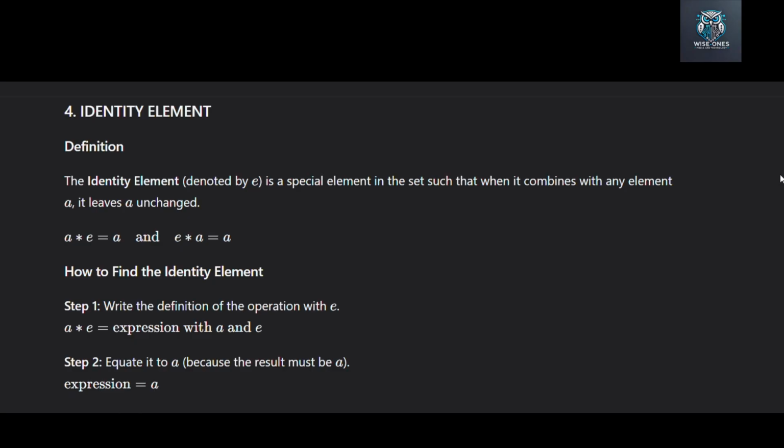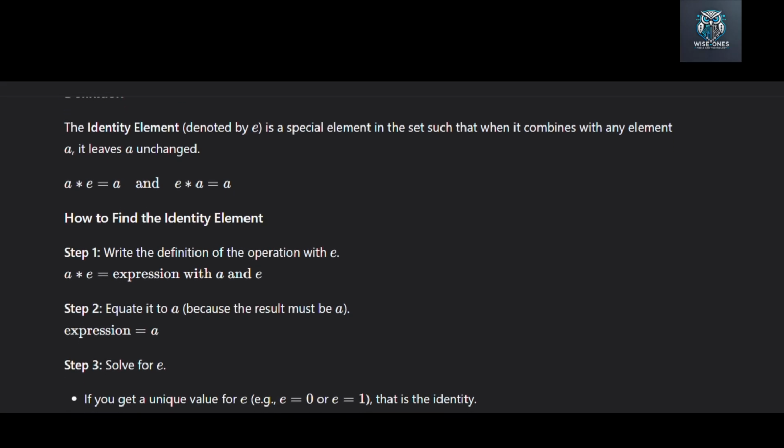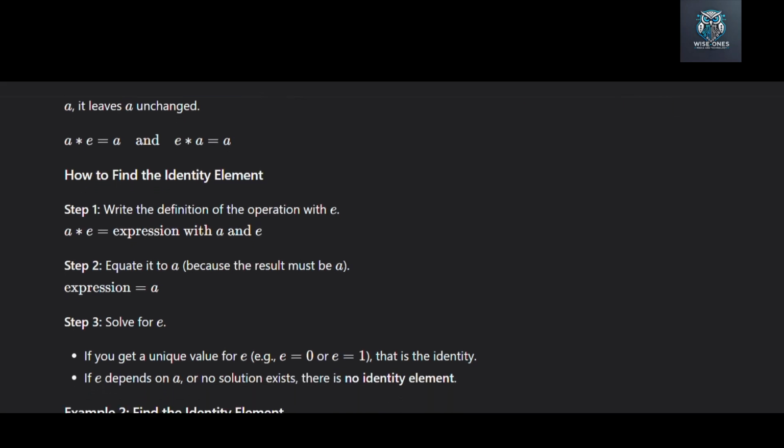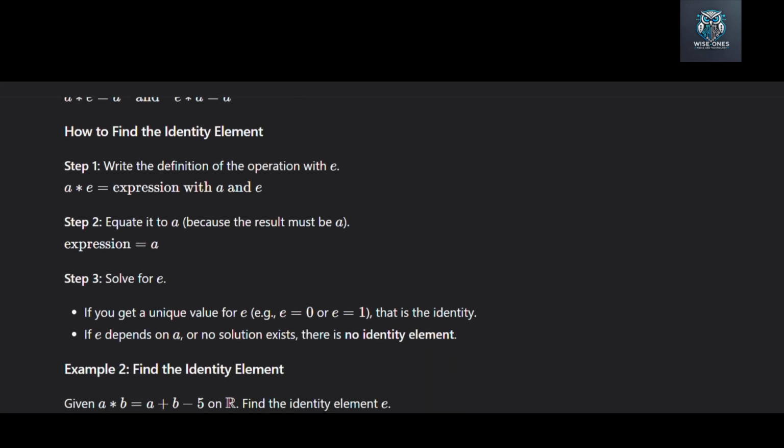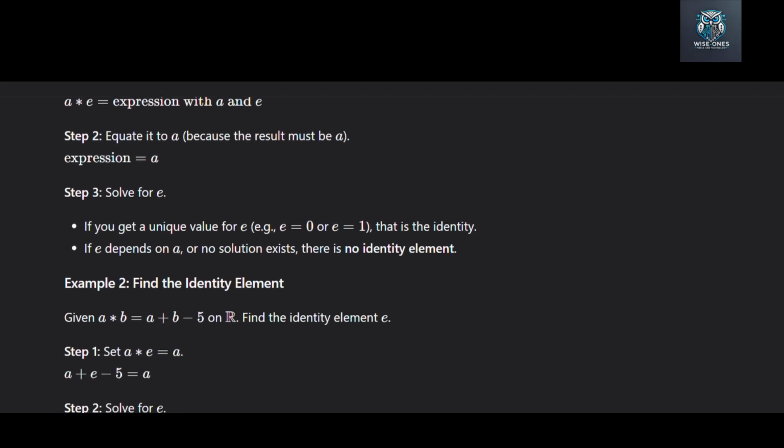How do we find the identity element? Step 1. Write the definition of the operation with the letter e. So you write a star e equals the expression with a and e. Step 2. Equate it to a, because the result must be a. Step 3. Solve for e. If you get a unique value for e, like e equals 0 or e equals 5, that is the identity. If e depends on a or no solution exists, there is no identity element.